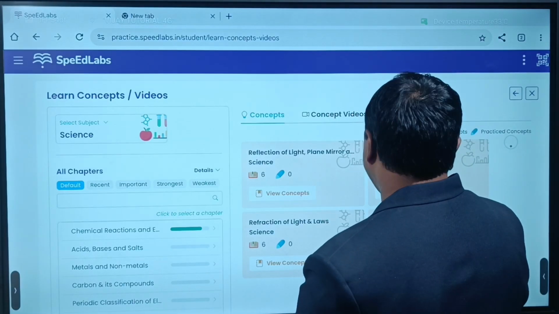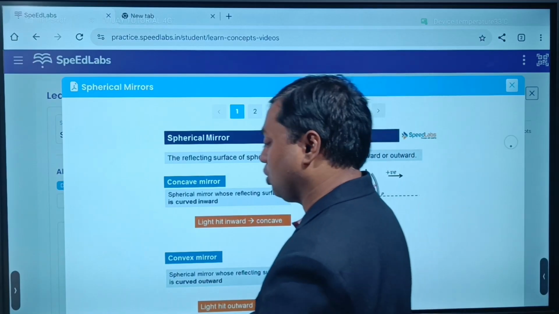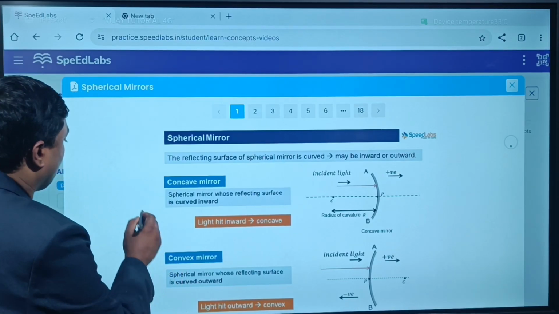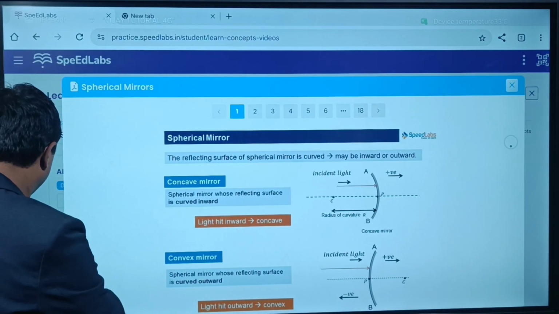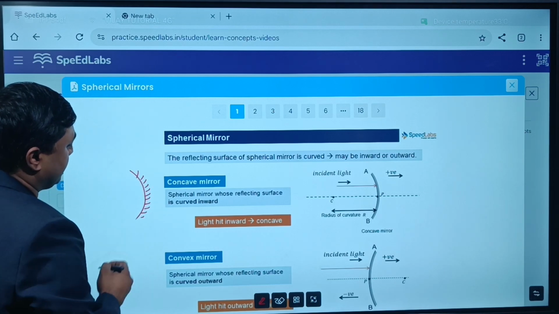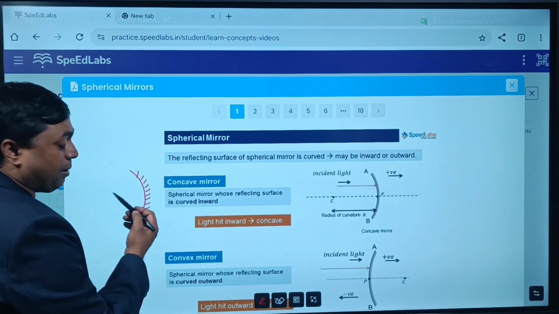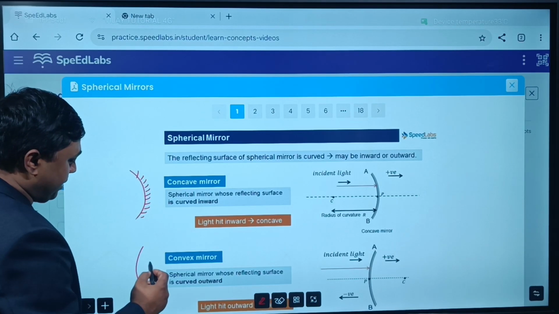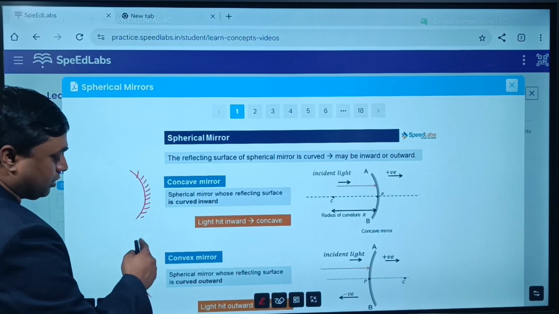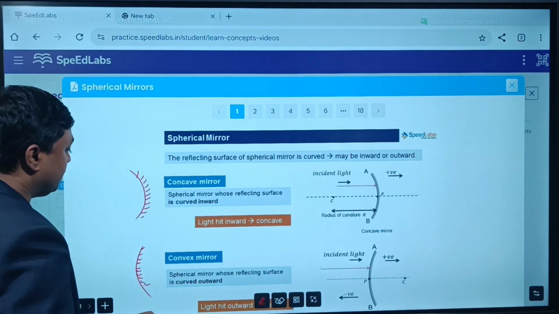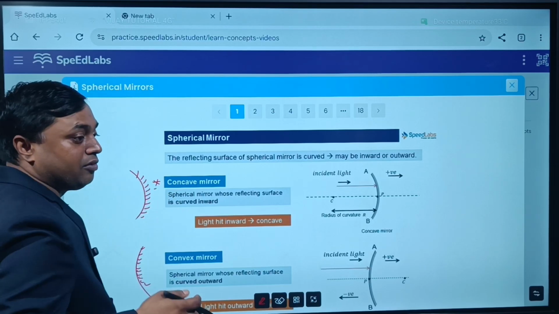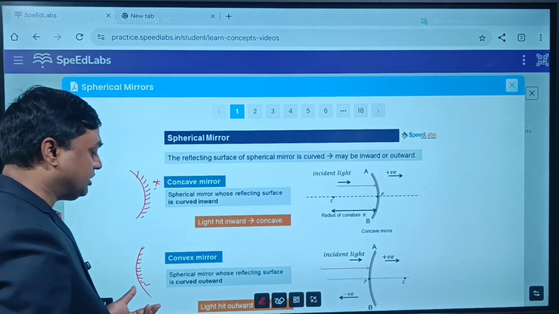Okay, now let's start with the spherical mirror. We have two types of spherical mirror: concave mirror and convex mirror. So the concave mirror, you see here. A concave mirror is a spherical mirror whose outer part is polished and the inner part is the reflecting part. Whereas in a convex mirror, what happens? The inner part is polished and reflection takes place through the outer part. Yes or no? A concave mirror is also called a converging mirror, because it will converge the light rays falling on it. And this is called a diverging mirror.